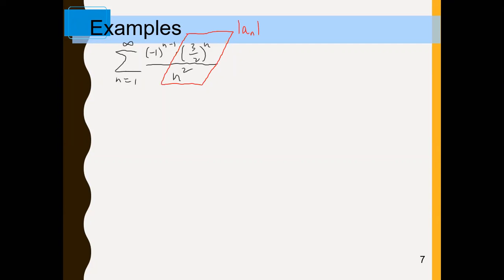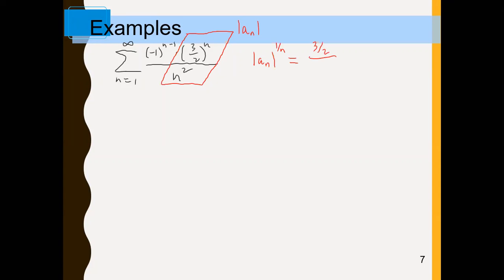So if a_n is everything, that part that I boxed is the absolute value of a_n. And you're saying to raise that thing to the 1 over n power, yeah? If I raise that to the 1 over n power, what does that do to (3/2)^n? Yeah, you just end up with 3/2.